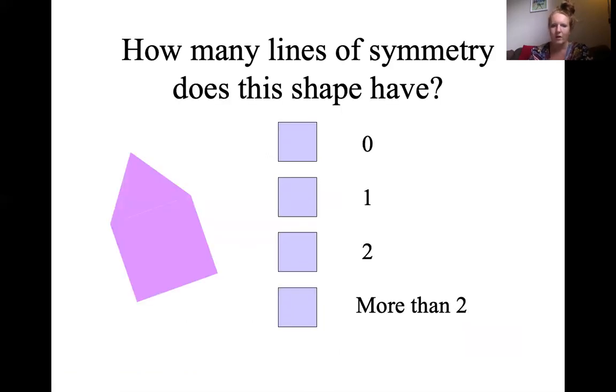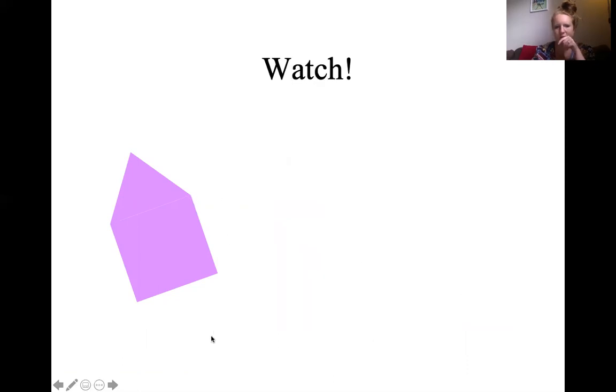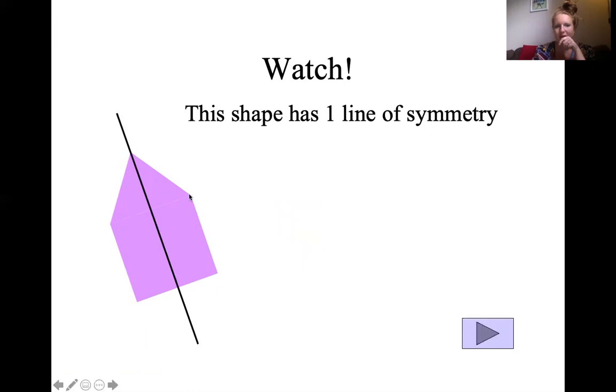Oh, what do we think here? How many lines does this shape have? Ready? Is it symmetric? Does it have zero? Well, I'm not sure. What do you think? One, two, more than two? Let's see. So if we put it there, these points would match up. So that's one line. Because what would happen if I put my line here? Well, that wouldn't work because this would just go to here, and all these points would overlap. So it only has this one line of symmetry.